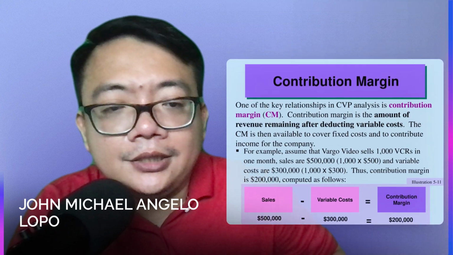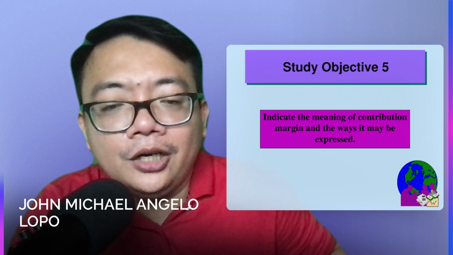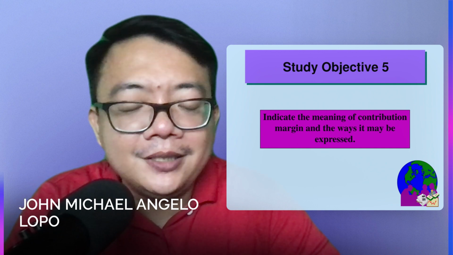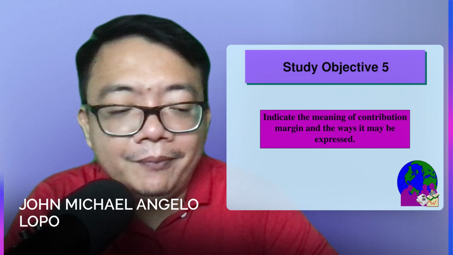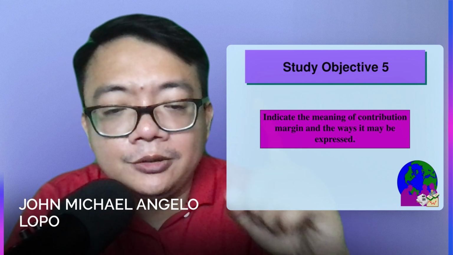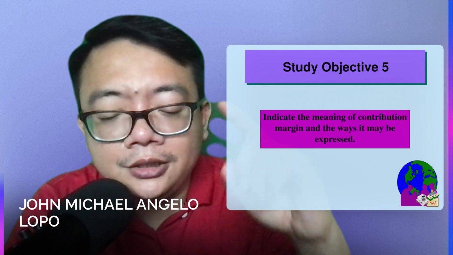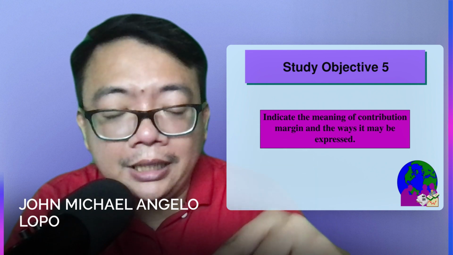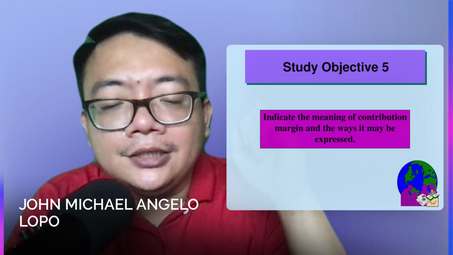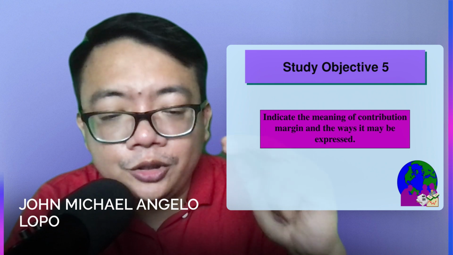Next one, class, is to indicate the meaning of contribution margin. What is the meaning of contribution margin? It can be expressed in terms of total sales minus total variable cost, which equals the total CM. It can also be expressed per unit: selling price minus variable cost per unit gives you your contribution margin.